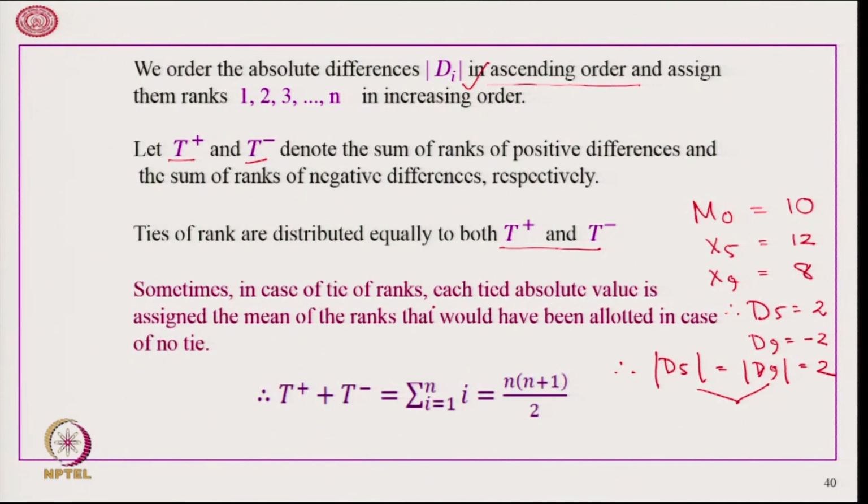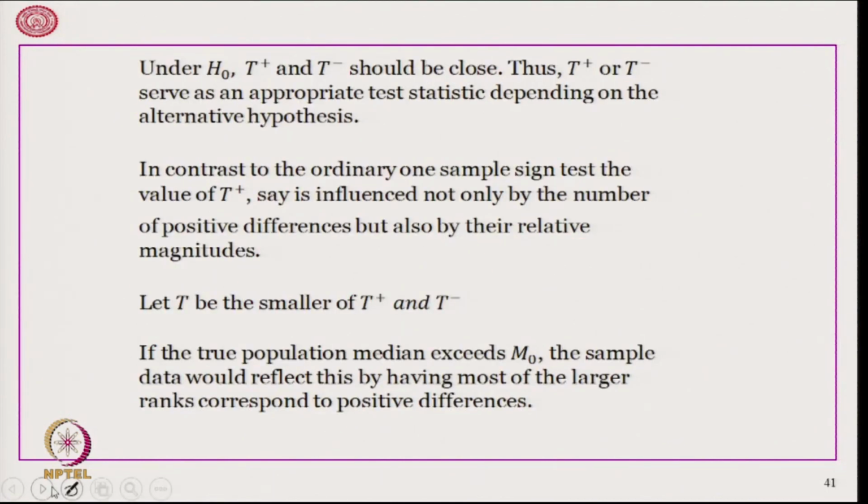So, sometimes in case of tie of ranks, each tied absolute value is assigned the mean of the ranks that would have been allotted in case of no tie. So, if there were no tie, perhaps one of them would have got the rank i, the other one would have got the rank i plus 1, then I will give the average of these two to both of them. So, that is the idea. Therefore, T plus plus T minus, assuming there is no tie, or if there is a tie we break it like that, is equal to sigma i is equal to 1 to n of i, that is n into n plus 1 by 2. Now, let us see what happens under H naught.